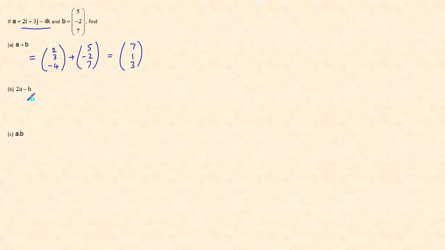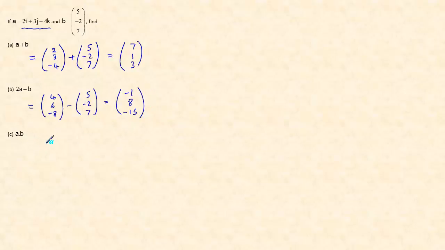We now want 2a take away b. Well, if this one is a, then 2a is just going to be 4, 6, negative 8, and then we're taking away 5, negative 2, 7. So that's going to give us 4 take away 5, negative 1. 6 plus 2 is 8. Negative 8 take 7 is negative 15.